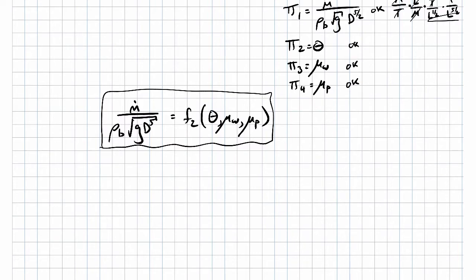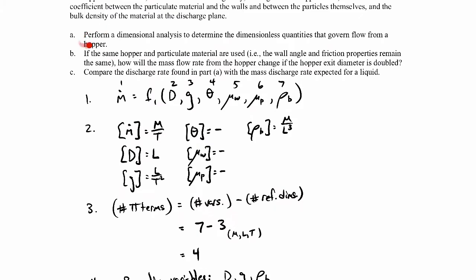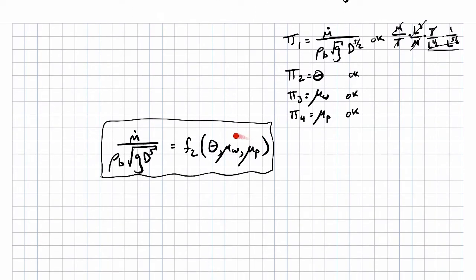So let's go back to our set of questions here. So we did part A. So let's do part B. If the same hopper and particulate material are used, so that means that the theta, the mu w, and the mu p all remain the same. How will the mass discharge rate from the hopper change if the hopper exit diameter is doubled? So the right-hand side remains the same because it's the same hopper.